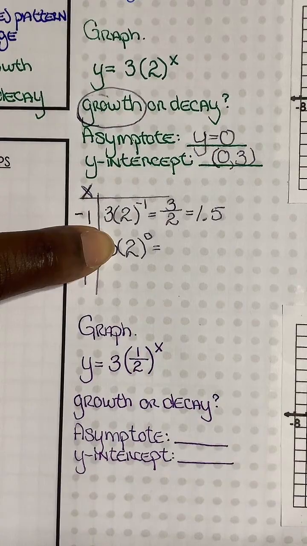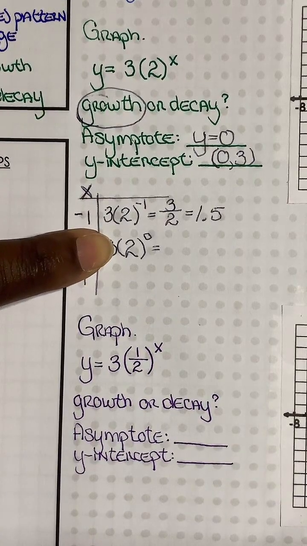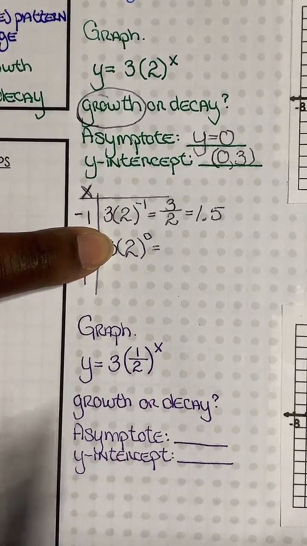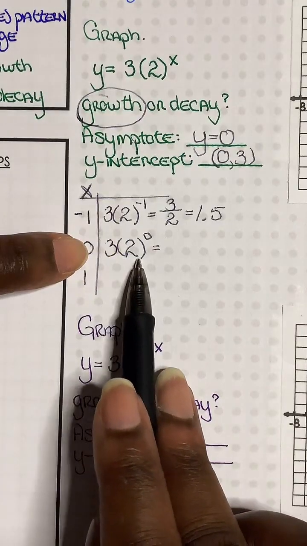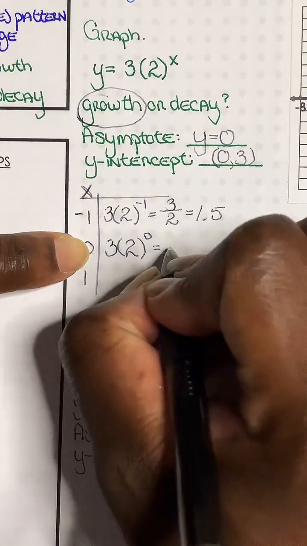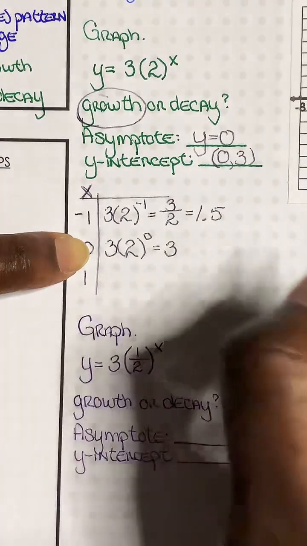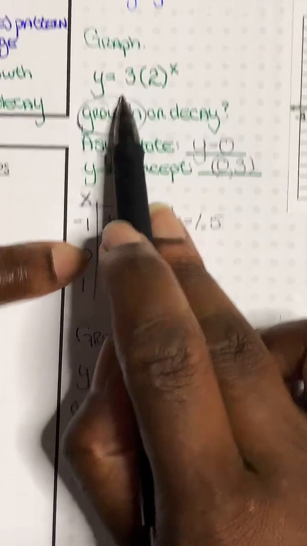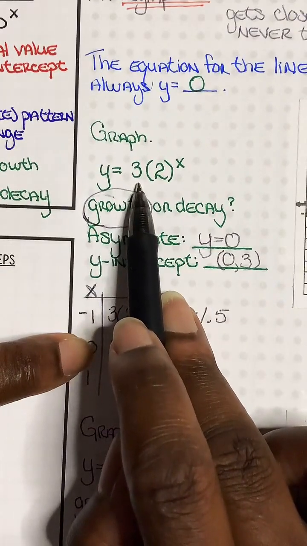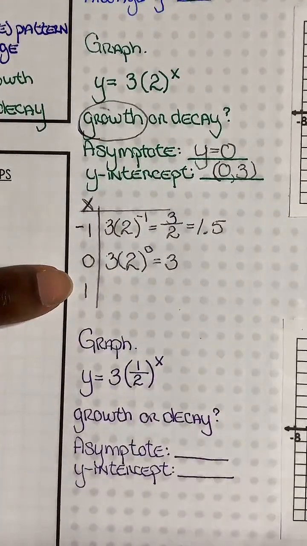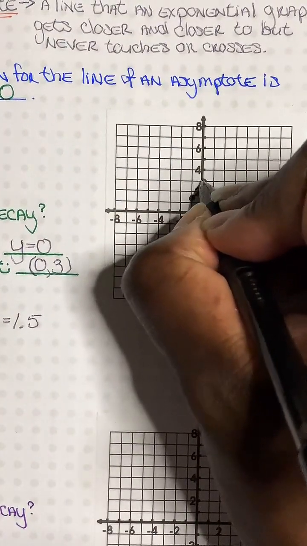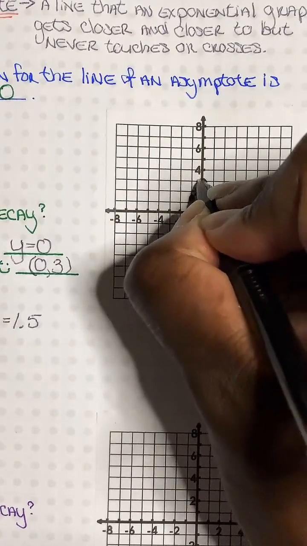Good. Thank you, beautifully defined. Anything raised to the 0 power is 1. Good, Omar, good. So if this is 1, 1 times 3 will give us 3, which we knew was going to happen anyway because that's our A. So that means we have 0, 3. So that point is right here.